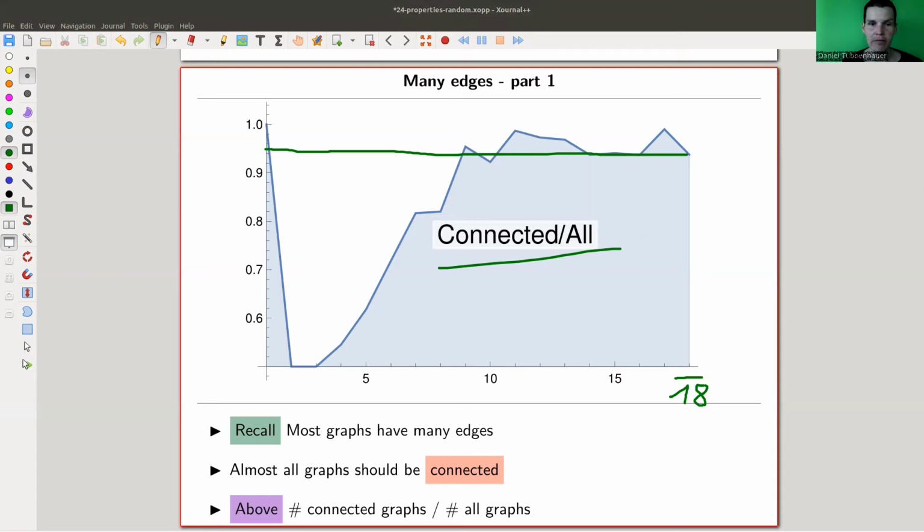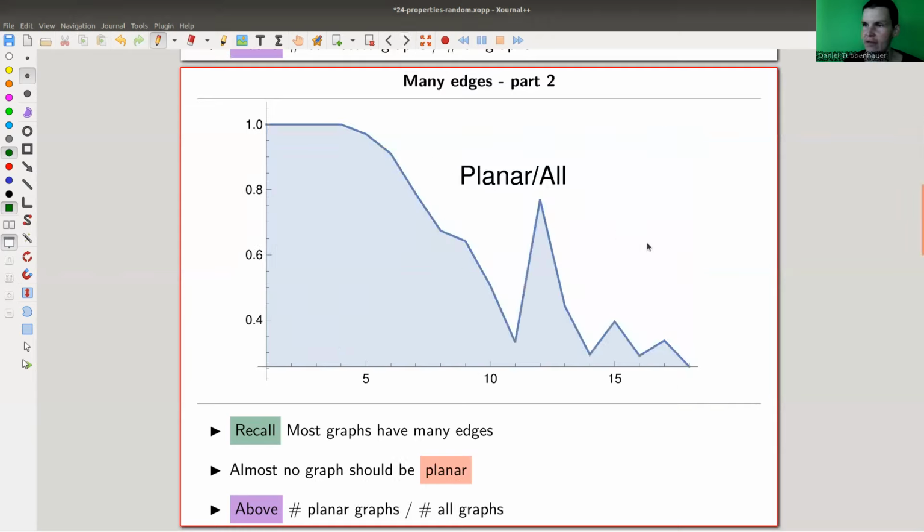So we are looking for properties that are easily satisfied with many edges, or on the contrary, properties which are hard to satisfy with many edges. I will have an example later on. Actually, right now. That's very well scripted. Absolutely perfectly scripted. Anyway, many edges, part 2.